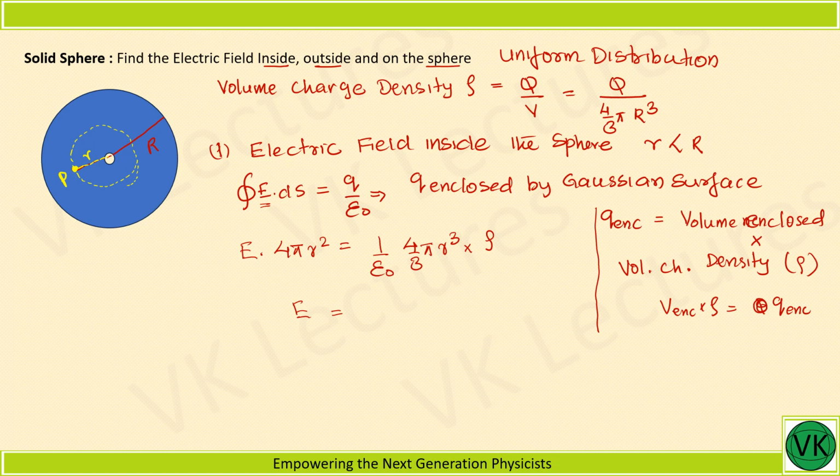whatever we have common, we can cancel it out. 4 pi and here pi, and r square we can bring it there. So what it is is 1 by epsilon times rho by 3r, so that you can write it as rho r into 3, so that's equal to rho r by 3 epsilon naught, so that's equal to the electric field inside. So this is the electric field inside.